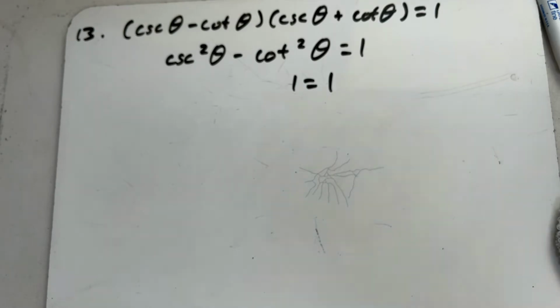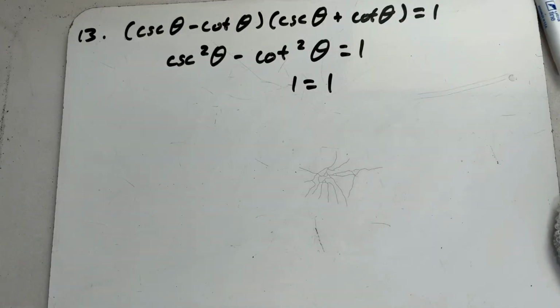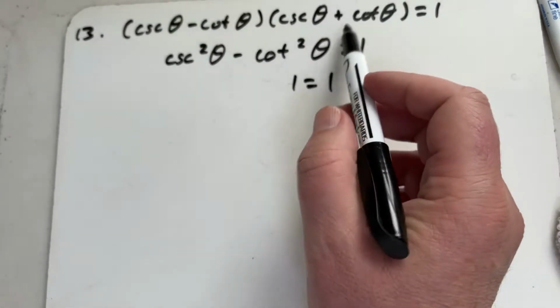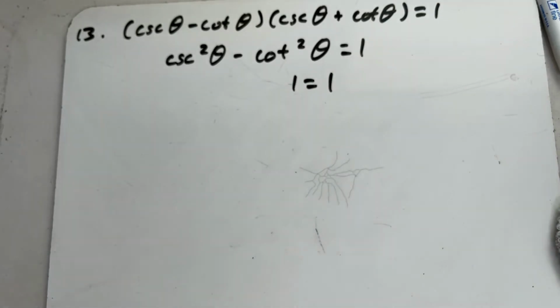Had you changed everything to sine and cosine, it would have gotten messy, but it still would have worked. But again, knowing your Pythagorean identities and recognizing that we're going to have a difference of squares here makes it all that much easier.